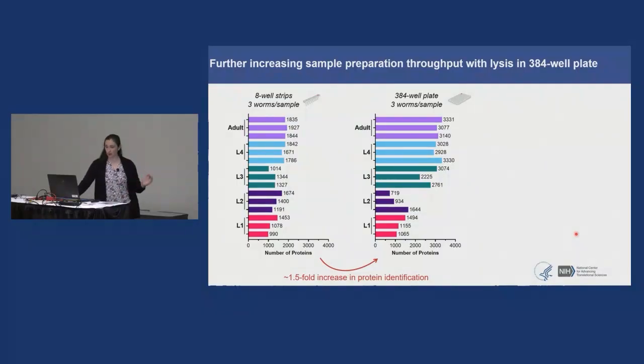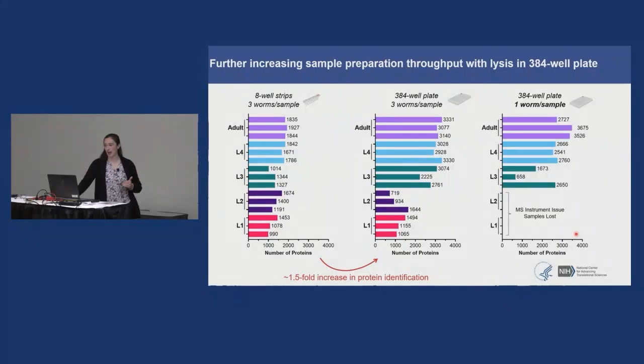stages. Seeing this increase in protein IDs, we asked, all right, can we go back to our single worm sample? And even with those, we saw a 1.5-fold increase in our later life stages. Unfortunately, as most of us will know, we always run into some instrument snafus. So we did have some sample loss issues due to some mass spec errors. So unfortunately, I do not have any data for the early life stages, but I'm confident that we would see an increase in protein identification in these early life stages as well.